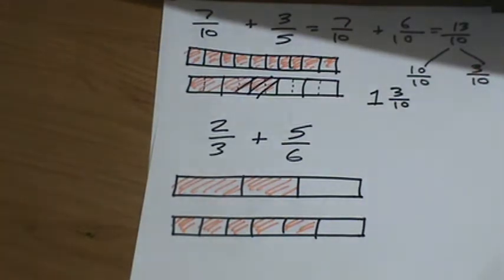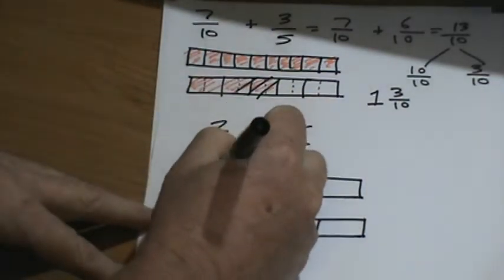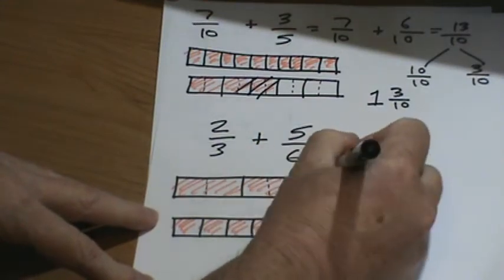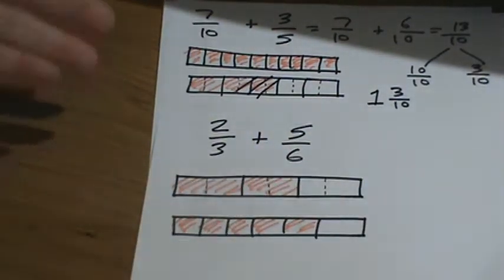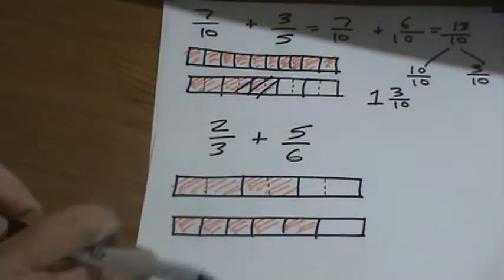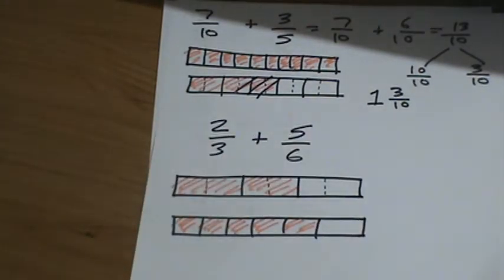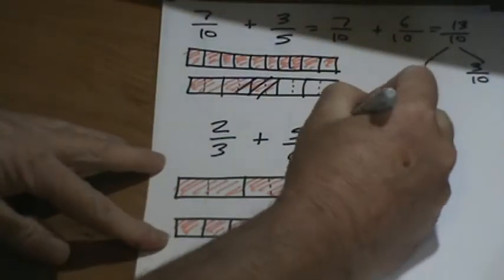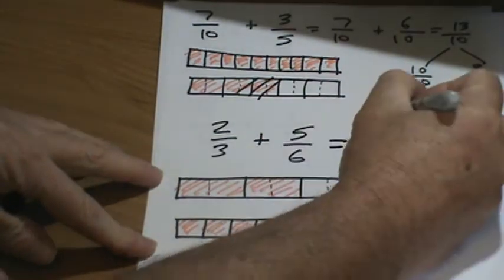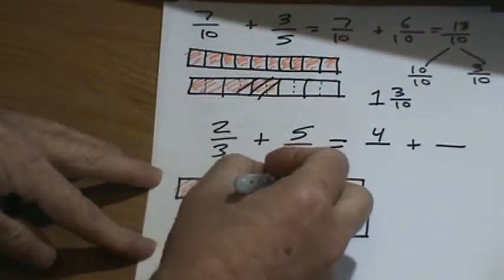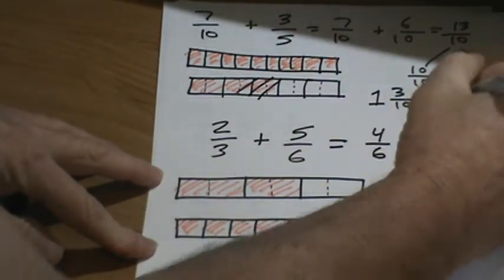Alright. So now I need to make these thirds into sixths. Well, 3 times 2 is 6, so let's split these all up in 2. And look, now I have 1, 2, 3, 4, 5, 6 units. 1, 2, 3, 4, 5, 6. So now we can add. So our 2/3 became 1, 2, 3, 4. 1, 2, 3, 4, 5, 6. 4/6. And then we have 5/6 up here.